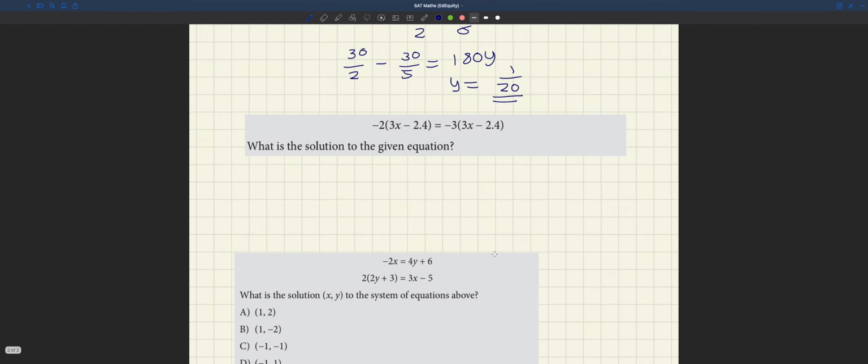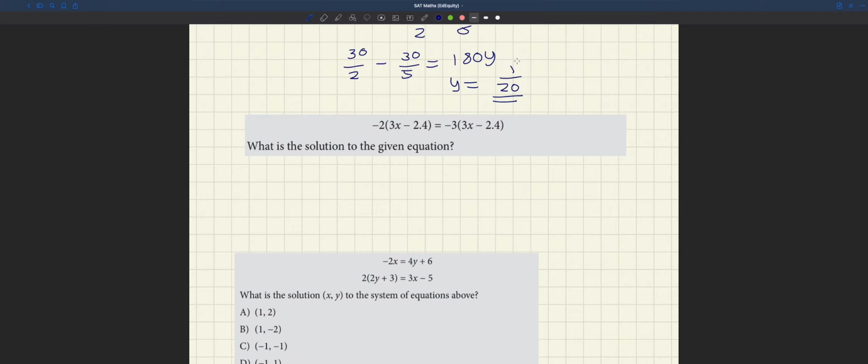Now let's move to the next question. Negative 2 times the quantity 3x minus 2.4 equals negative 3 times the quantity 3x minus 2.4. So this question also asks for the solution to the given equation. In this question, we can approach this in two ways. First, we can solve this the same way that we did for the previous question by using the distributive property, but that would be cumbersome and take so much time.